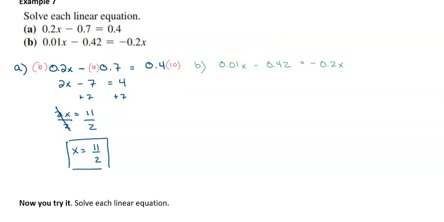So we just want to multiply everything by what? Think about what we're going to multiply everything by.